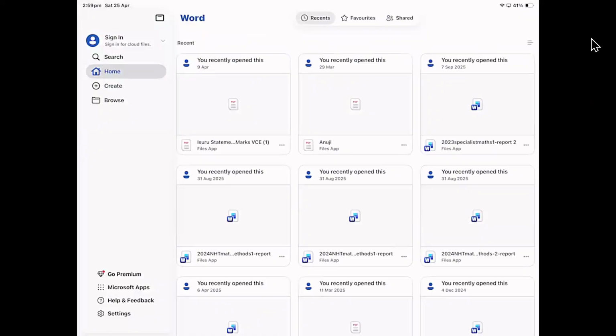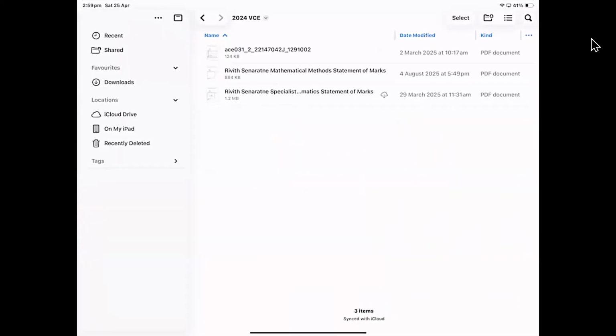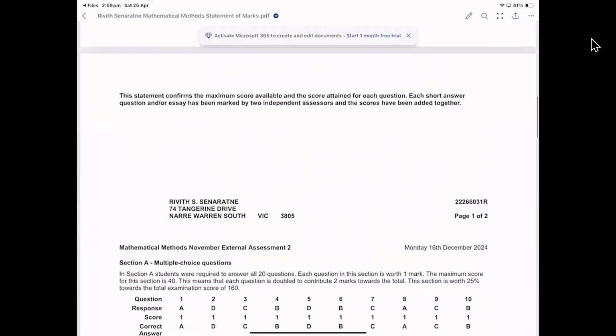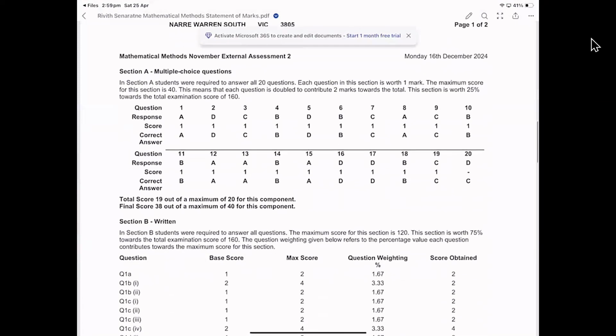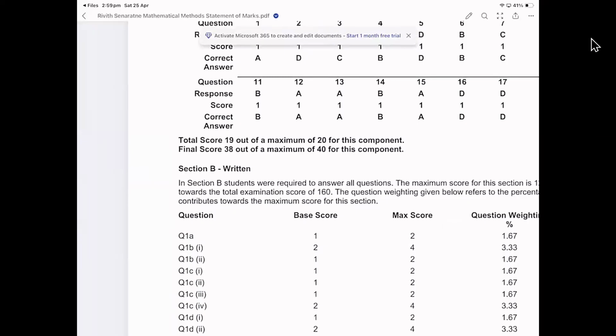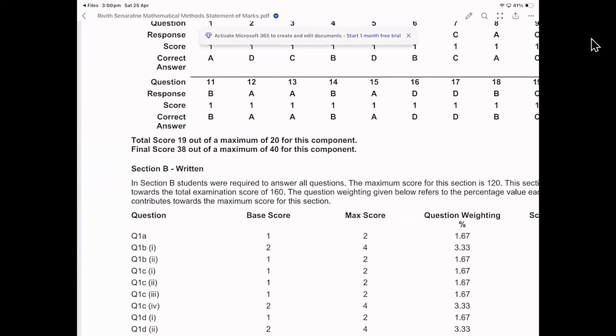I'll show you other exams. What is this one? This one is math methods, which has only 20 MCQs. Other subjects, 20. Chemistry, physics, 20. Biology, 40. But chemistry, 30 MCQs. So it's a big portion. It is graded out of 120 in chemistry.